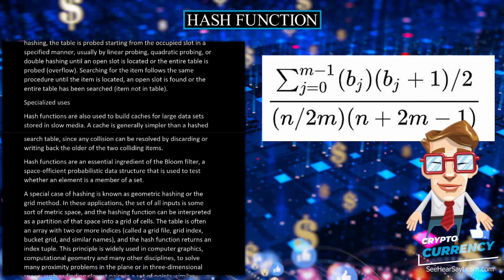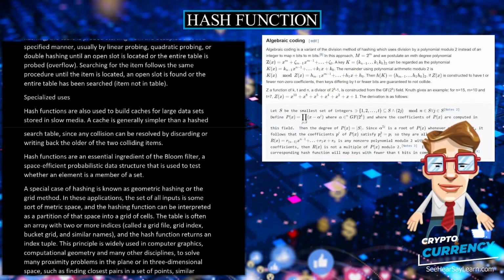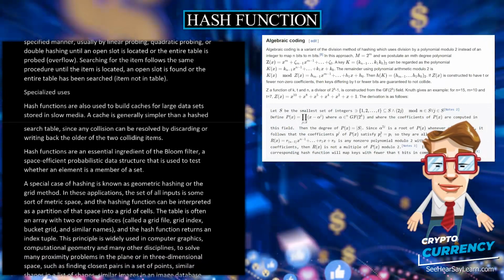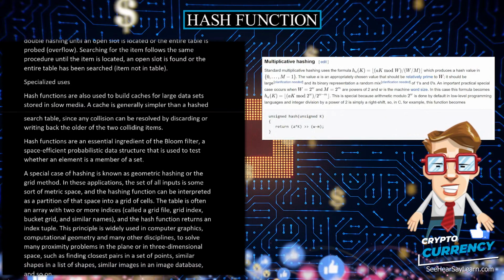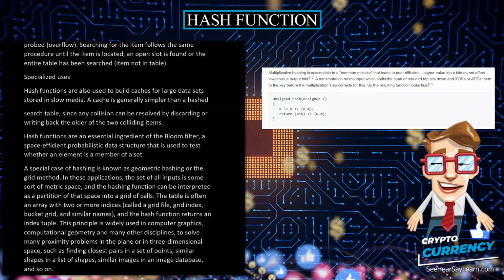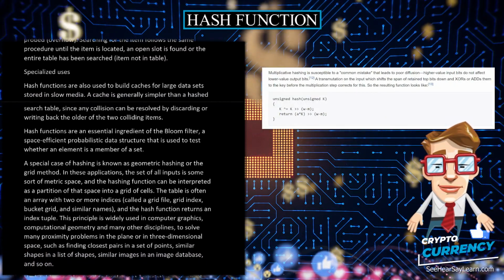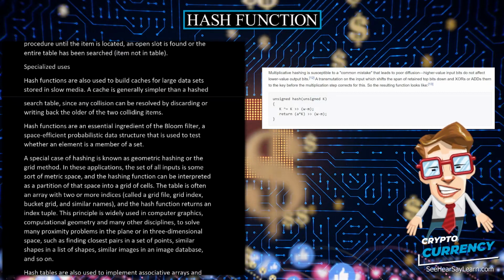Specialized uses. Hash functions are also used to build caches for large data sets stored in slow media. A cache is generally simpler than a hashed search table, since any collision can be resolved by discarding or writing back the older of the two colliding items.